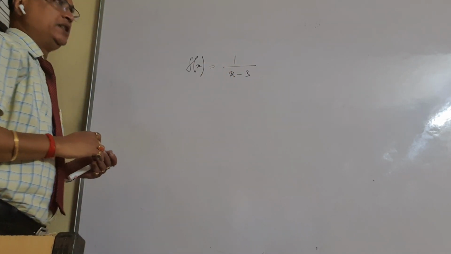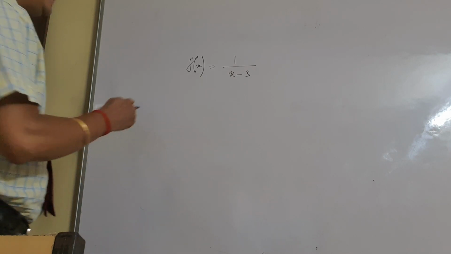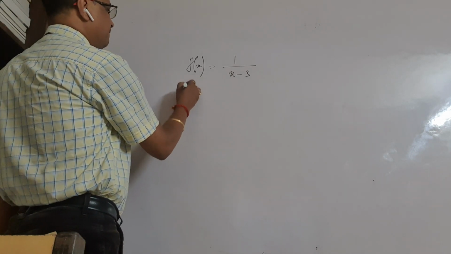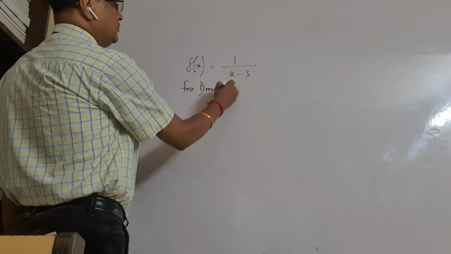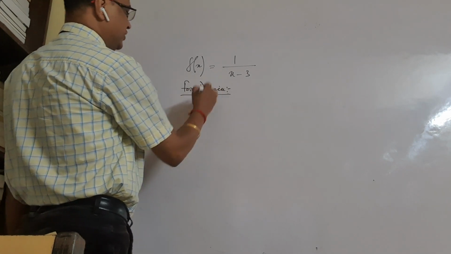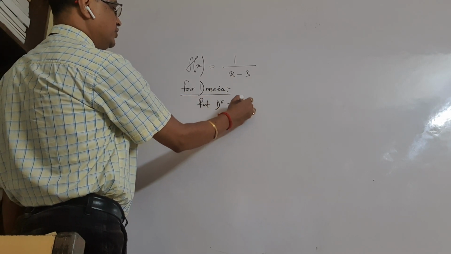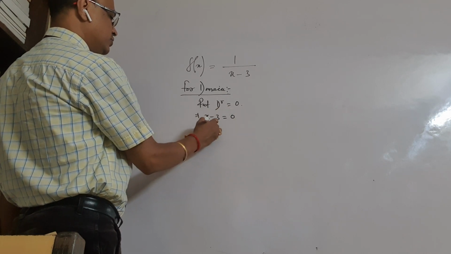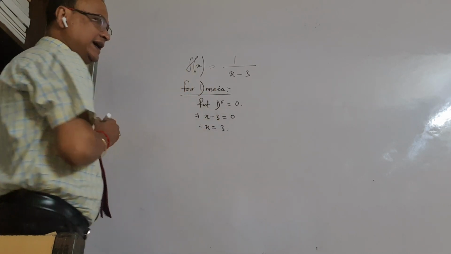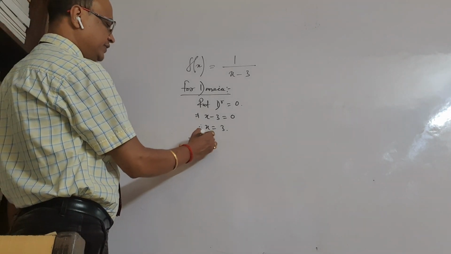Suppose this is one simple sum and we want to find the domain and the range of the function. For the domain, this is a type of rational function, so we should put the denominator equal to 0. That means we get x minus 3 equal to 0, so x equal to 3. So the function is defined for all the values except 3.